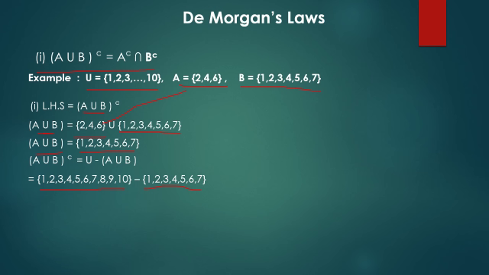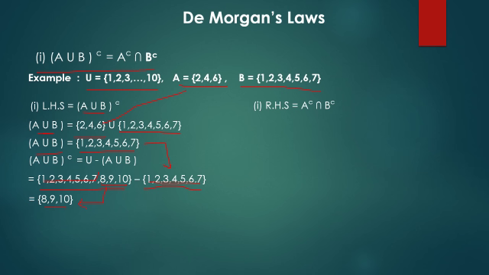And now you observe the difference. As you observe that 1, 2, 3, 4, 5, 6, and 7, these are the elements which are common. So this is not the difference. Difference is 8, 9, and 10. We observe the difference according to the first set, that is the universal set.